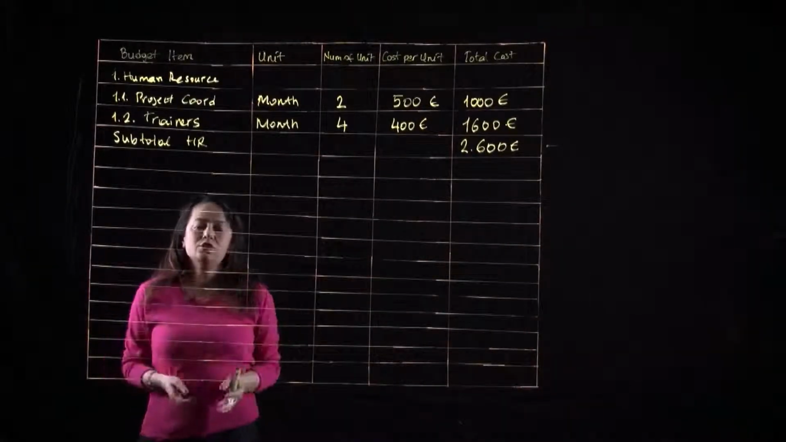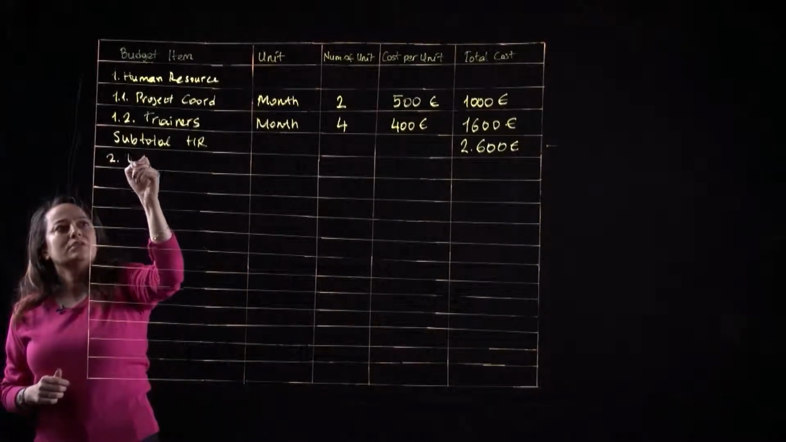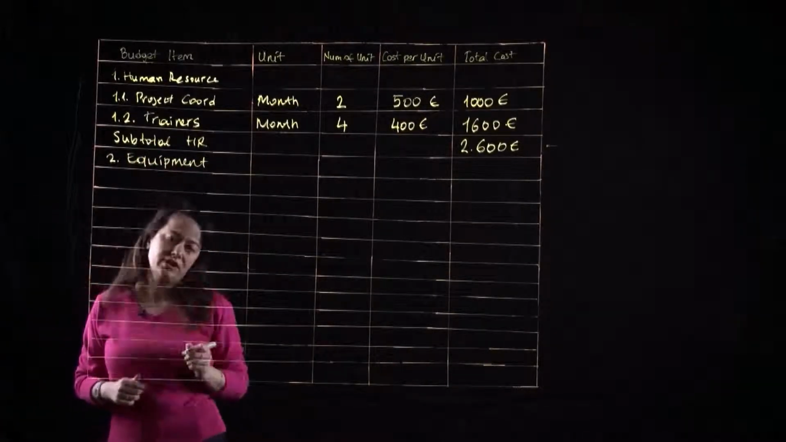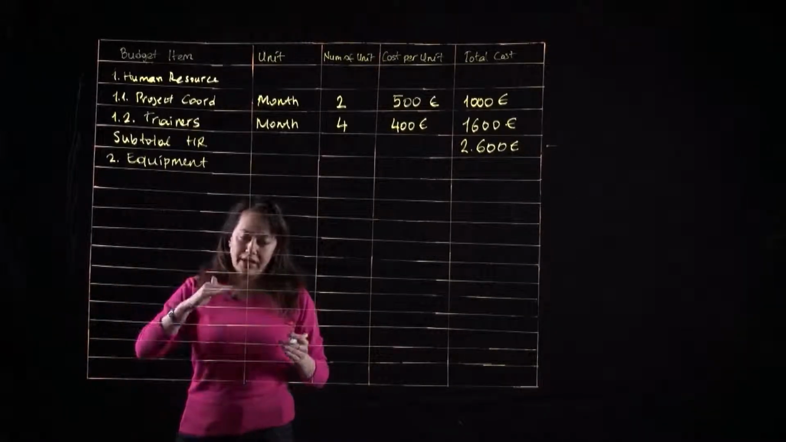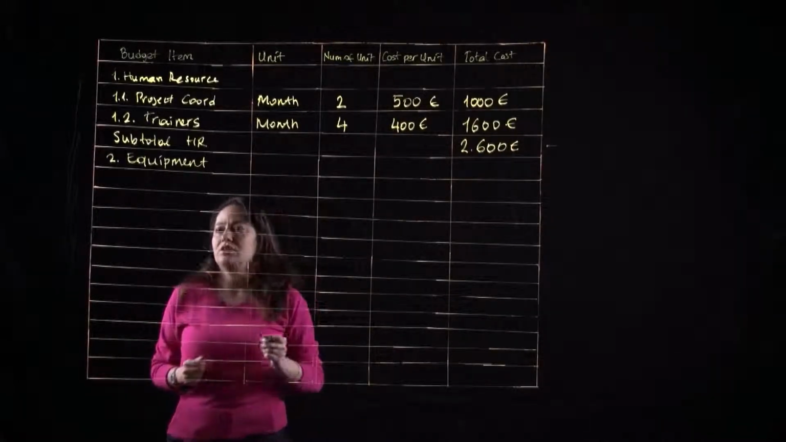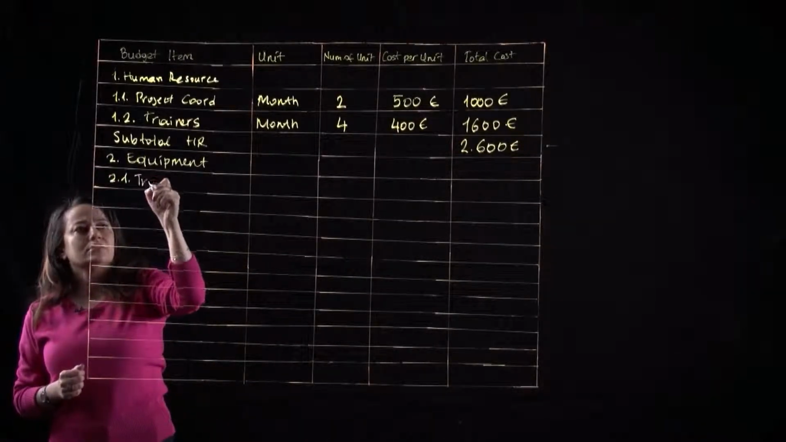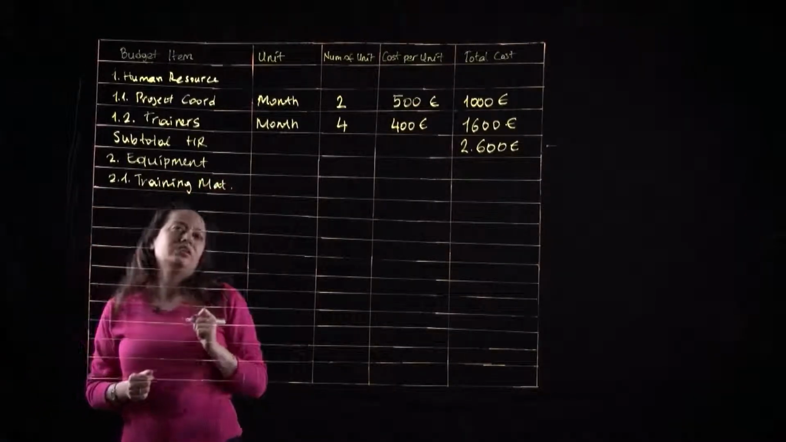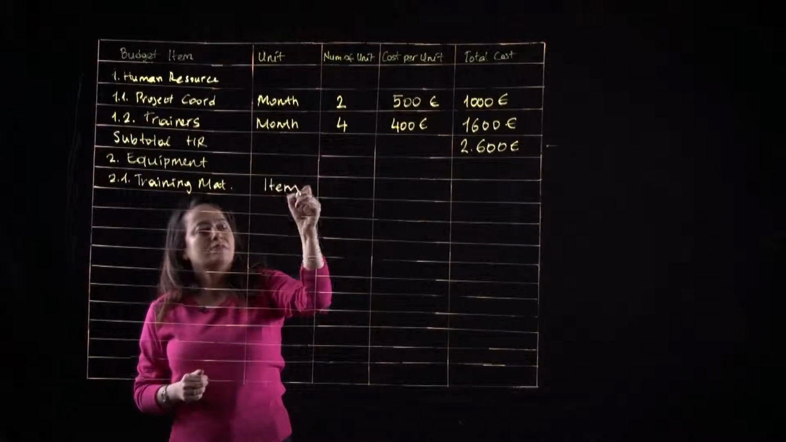So now let's continue with the equipment. So number 2 is gonna be equipment and materials. Since this is a training, of course, we will have, you remember the sub-activities of this main activity, we are going to have training material. So 2.1 can be the training materials. And my unit will be item based.